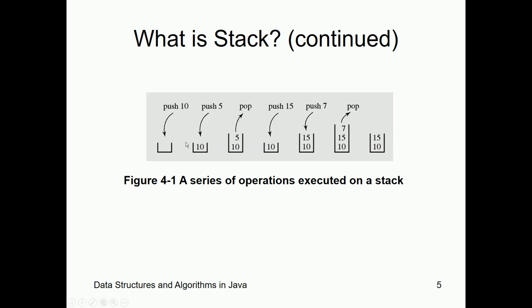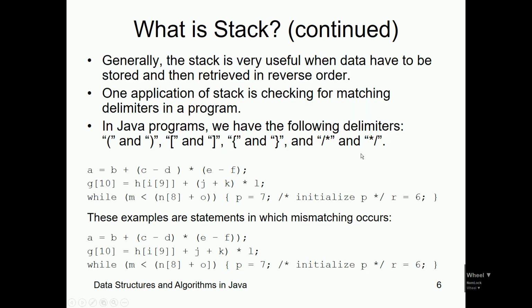Here is an example. This is an empty stack. You push, that means you put 10. You push again, that means you put 5. You pop, you get it out. When you push, you have to mention the value that you'd like to push. But when you pop, you don't mention anything. Pop is a method that has no arguments. It just gives you whatever is on the top.